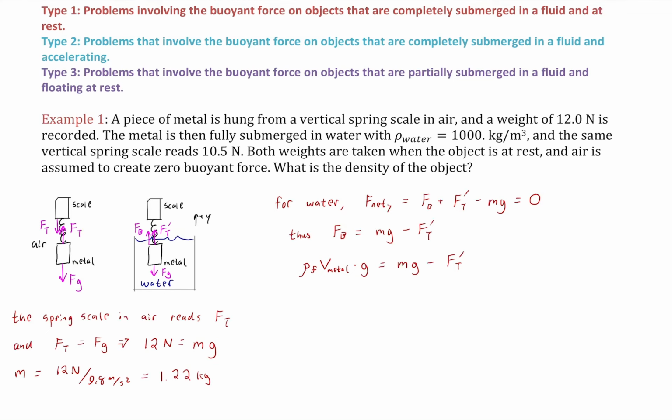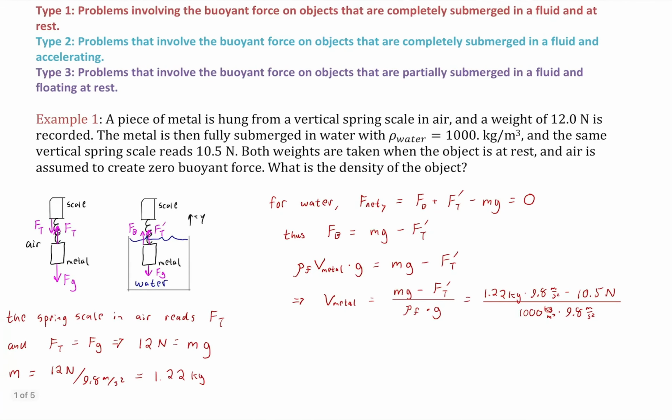Fg minus Ft. So then we can solve for the volume of the metal. See where we're going with this? Once we plug in our numbers, the mass that we're given, gravity over here, our Ft prime, the tension force when it's in the water, and then density times gravity, we get a volume of 1.5 times 10 to the negative 4 cubic meters. Small because volumes tend to be small, right? Remember, there are, after all, 1 million cubic centimeters in a cubic meter. So, that gives you some perspective here.